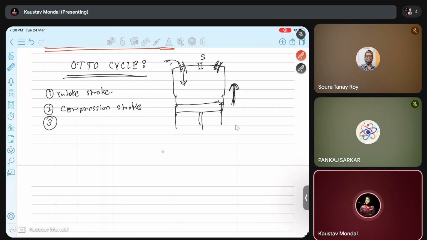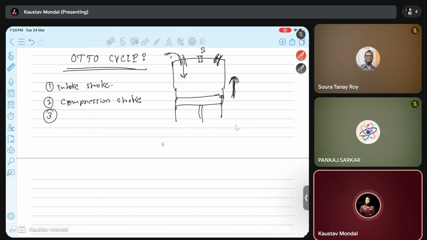Third step is the combustion. So when the piston moves, let's suppose after a particular distance, the temperature of this gas-fuel mixture becomes very high. After that, some sparks happen in this gas mixture, and because of the spark, there's a combustion happening in this gas and fuel mixture, and because of that, this internal combustion.